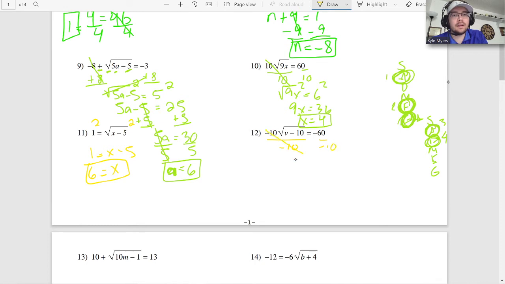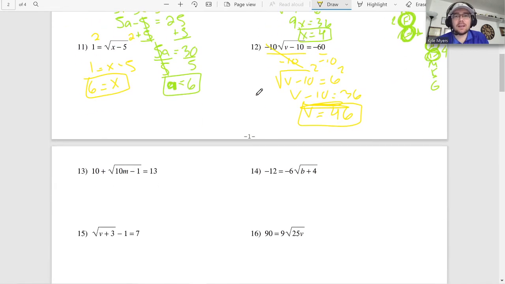Okay, I'm going to divide by a negative 10. You just divide by the exact same thing. That's going to be positive 6, square. V minus 10 equals 36. Remember, it's 6 times 6. And then V plus 10. We plus 10 on both sides, so 46. And there's the answer.